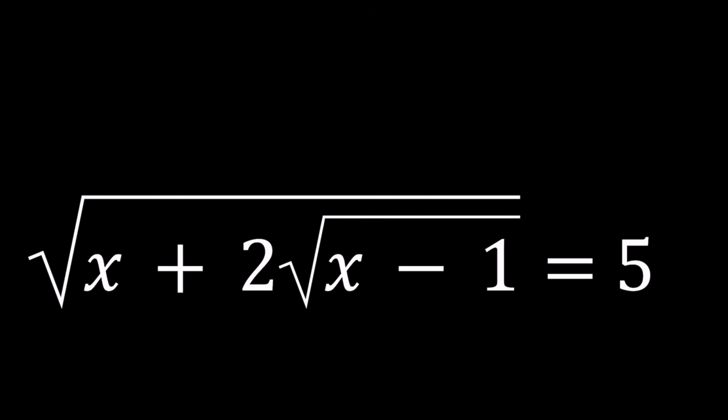Hello everyone. In this video, we're going to be solving a radical equation. Kind of like an easy one, maybe. I don't know. We'll see. And I'll be presenting two methods. We have the square root of x plus 2 times the square root of x minus 1 is equal to 5. And we're supposed to solve for x values.